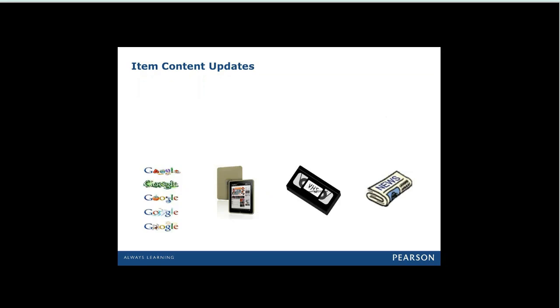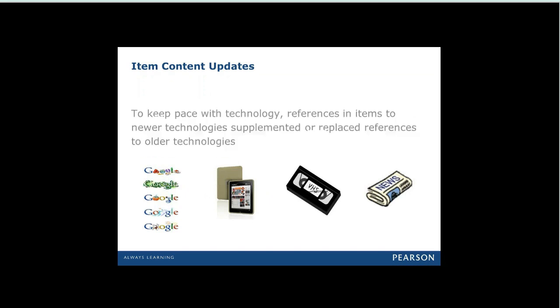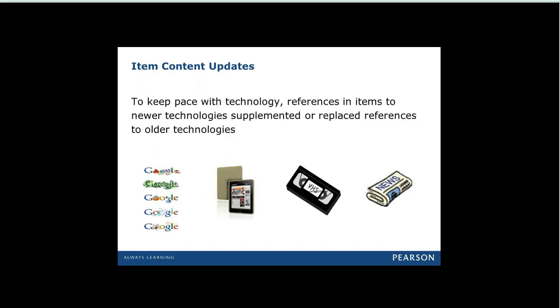We have had some item content updates, of course. So looking at the ABAS 2, which was released in the late 90s, to currently, we've obviously had to keep pace with things like technology, which just moves, in my opinion, at an astronomical rate. References in items to newer technologies have been supplemented or replaced any references to older technologies. So just a bit of a snapshot, obviously, where we used to look at movies on VHS and read the newspaper in print. Obviously now we have these wonderful devices like a tablet, and we can use things like Google to get our latest information. Again, for better or worse, I'll leave that to you guys to decide.